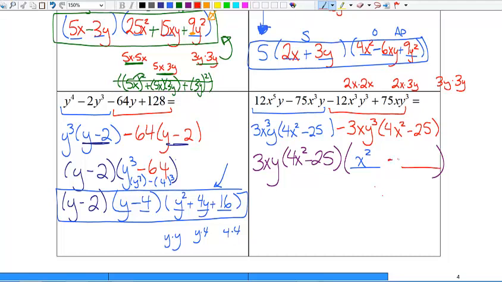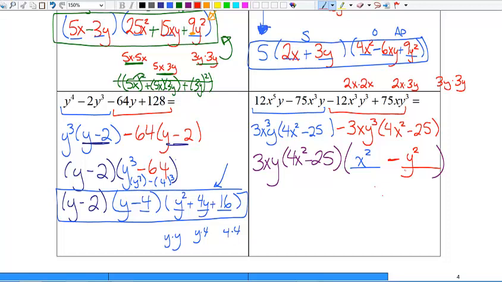And then in my red group, a negative 3xy cubed divided by positive 3xy is a negative y squared. I don't need to write the 1 because I already have the y squared here. The 4x squared minus 25 divided by the 4x squared minus 25, that's just 1. So it looks like I'm completely factored using my grouping skills.